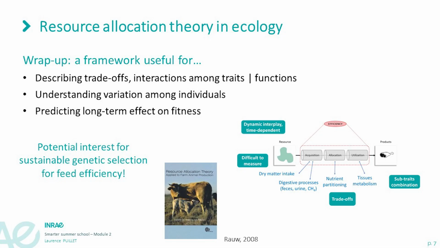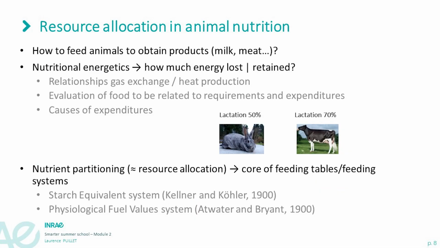And yes, this interest in the resource allocation theory, it's not only my lab that did that. You have a very interesting book from Wendy Rowe, published more than 10 years ago now, Resource Allocation Theory Applied to Farm Animals. So it's not new, the interest in this theory, but that's a very nice book. Okay, so now we know where resource allocation comes from. So we switch to resource allocation in animal nutrition.